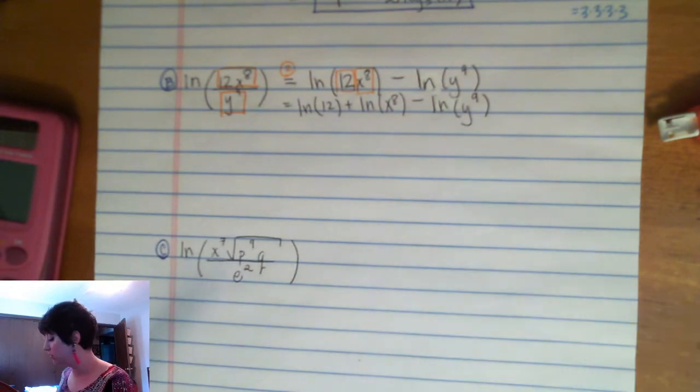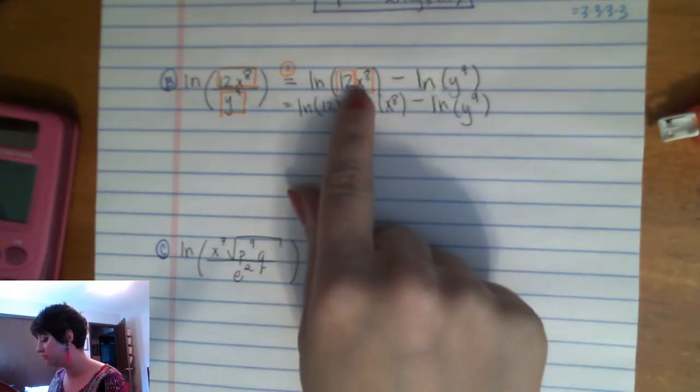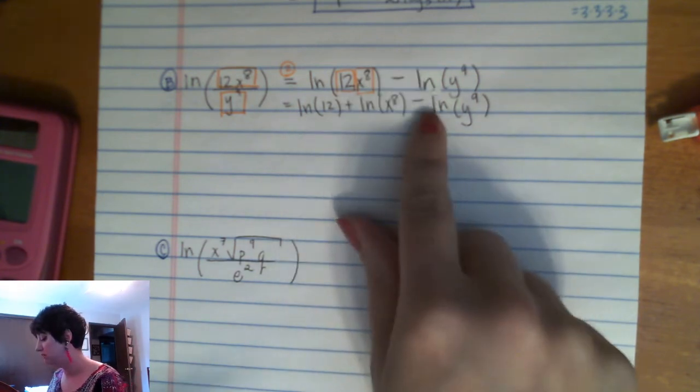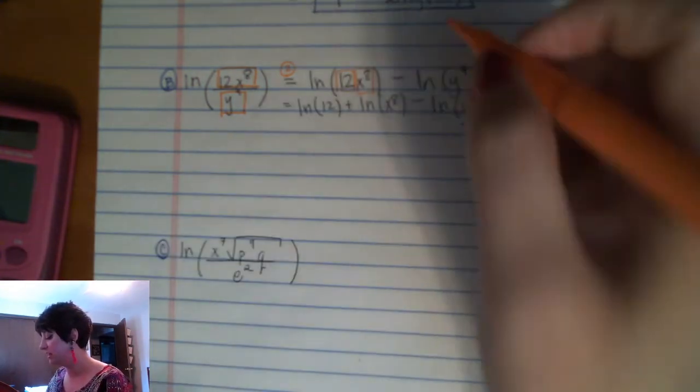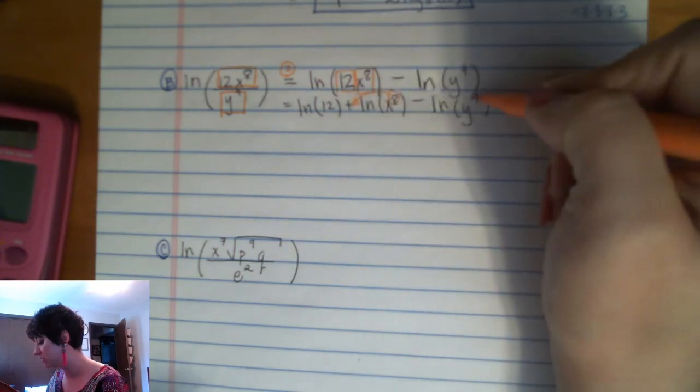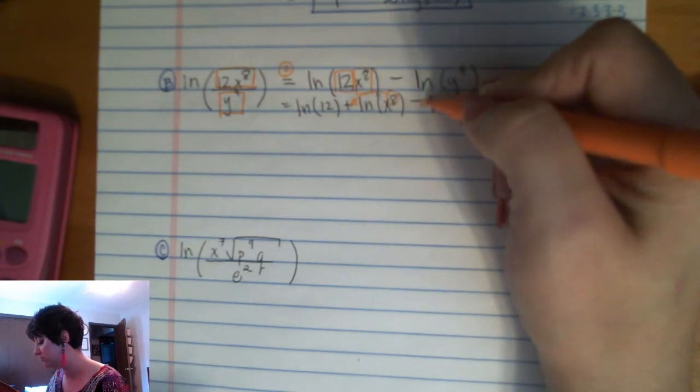Okay, so log of the product, so that's the log of first plus the log of second minus this one. And then powers come down as factors. Powers come down as factors.